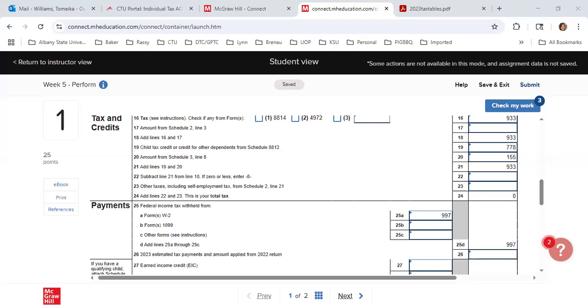Give me 1 second here because my screen is freezing and I don't know why.